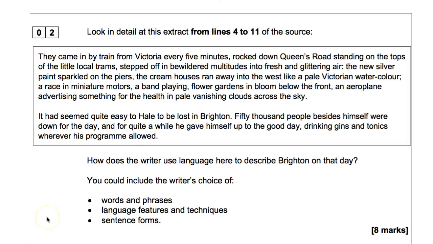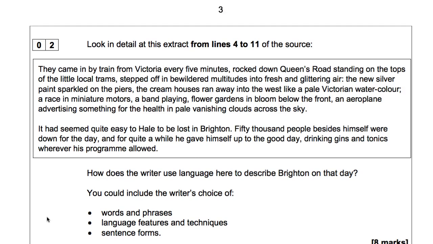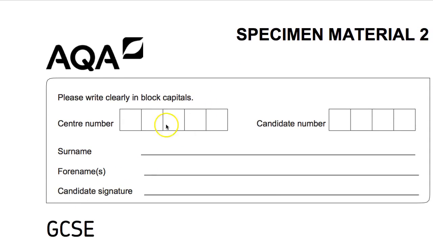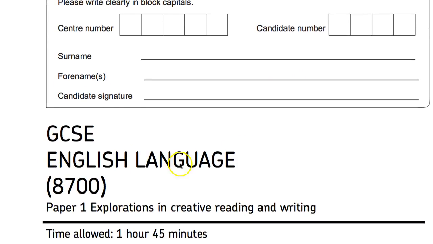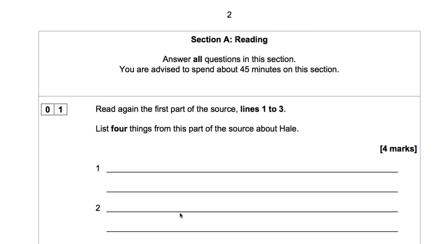Hello and welcome to this second video on question 2 of paper 1 of this exam, the AQA English Language 8700, Explorations in Creative Writing and Reading. And it's the creative side that I want you to think about in this video. And I'm going to show you a technique that probably has taught me most as a student of English. Let's have a look at it.